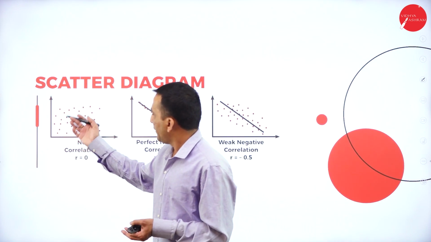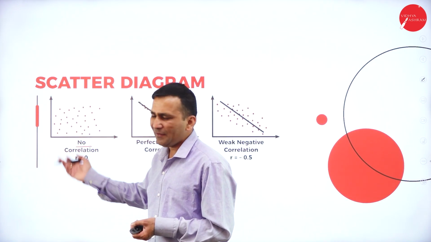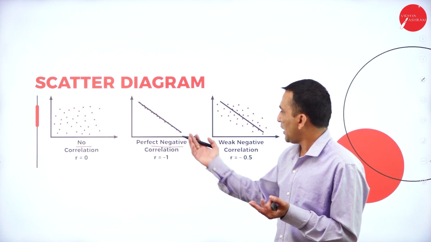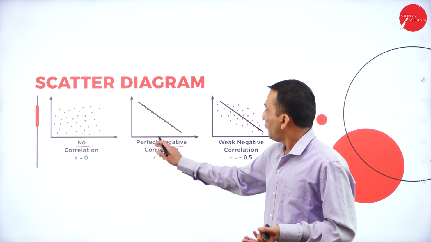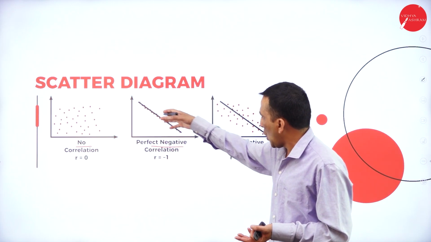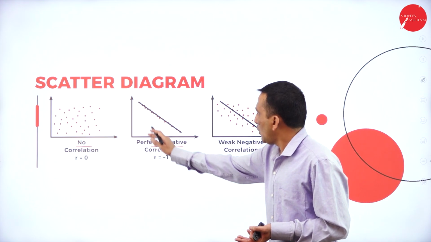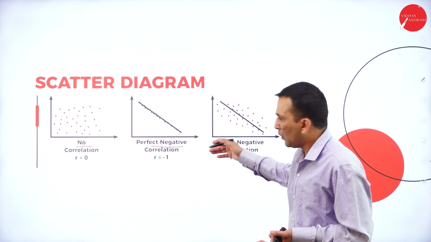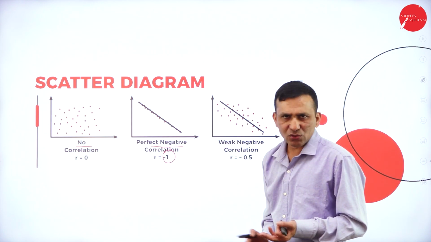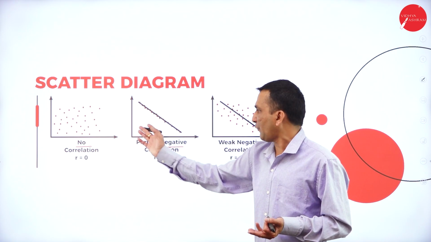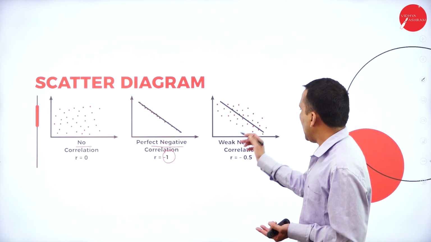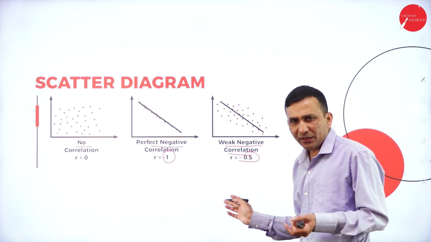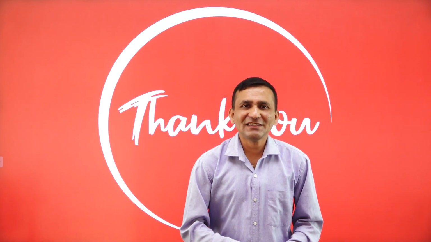And here no correlation is the same thing. For perfect positive correlation we got plus 1, and for perfect negative correlation the line goes downward, from the y-axis to the x-axis. The value we are getting is minus 1, which is the perfect negative correlation. And weak negative correlation means minus 0.5, which is repeated. Keep on watching for the next section. Thank you.